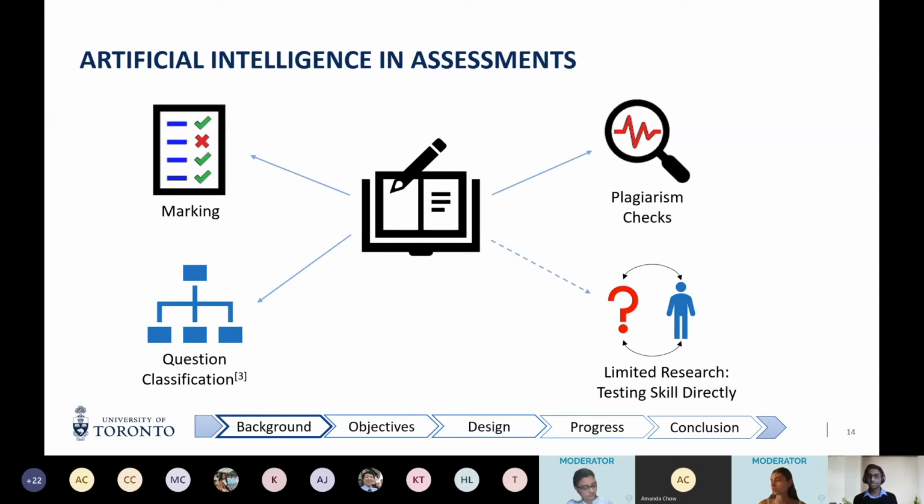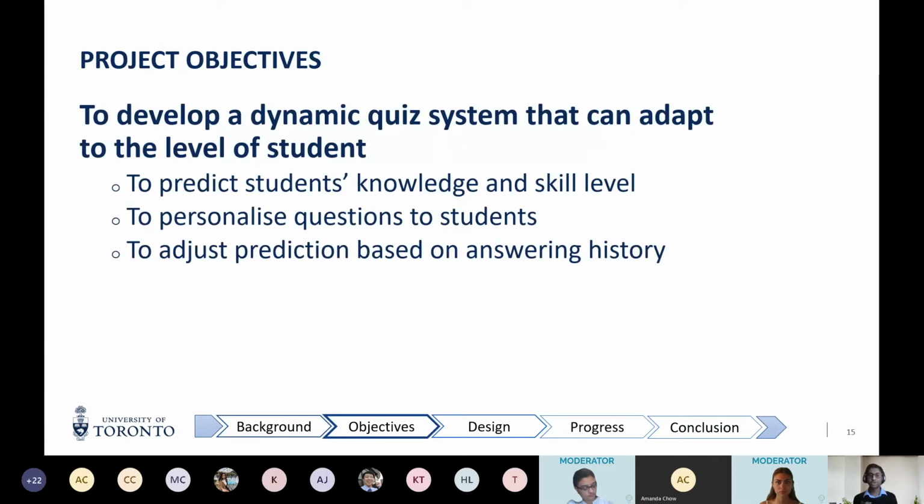We believe this is possible by personalizing the questions students get in an examination. This leads us to our project objectives, which is to develop a dynamic quiz system that can adapt to the level of a student, and in extension, to predict the student's knowledge and skill level, to personalize questions to students, and to adjust the prediction based on their answering history.